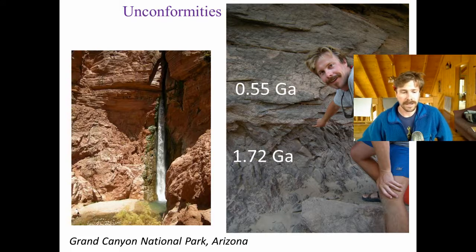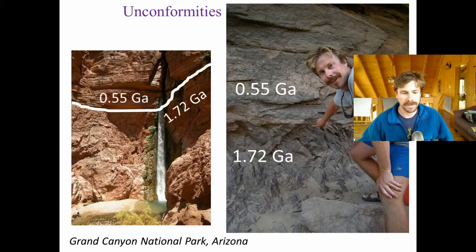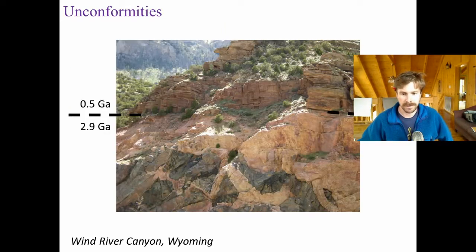This is in the Grand Canyon, where you have 1.7 billion year old rocks overlain by Cambrian age rocks, 550 million years old. And right there on the picture on the right, you can see I'm putting my finger exactly on the unconformity surface. So right there in the space occupied by my fingernail is a missing 1.2 billion years of geologic time. That's how profound these unconformities are.